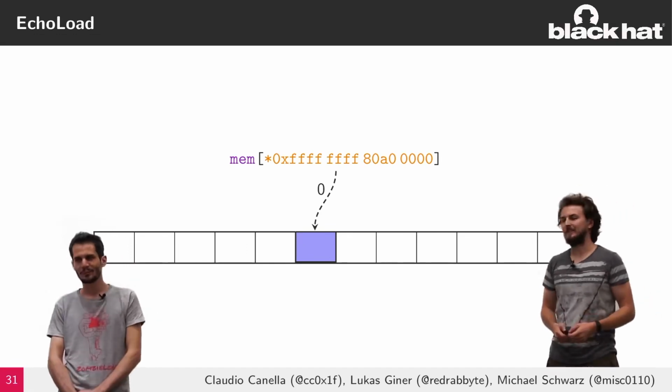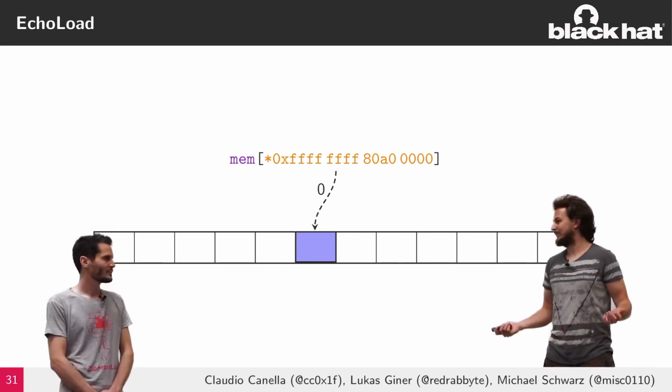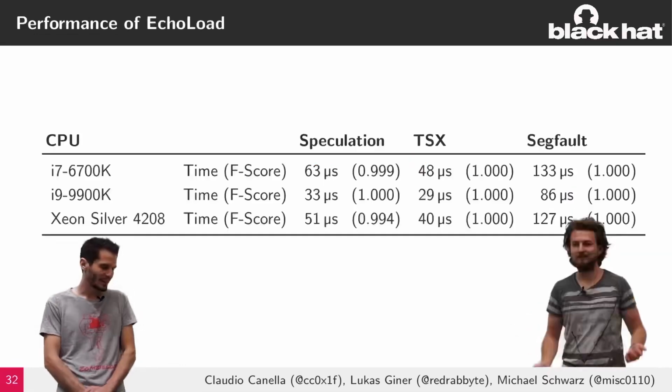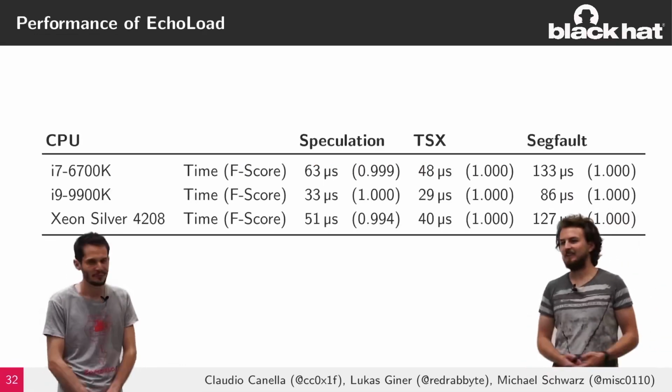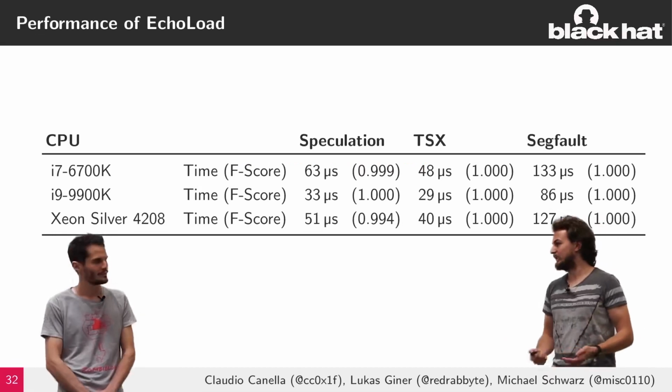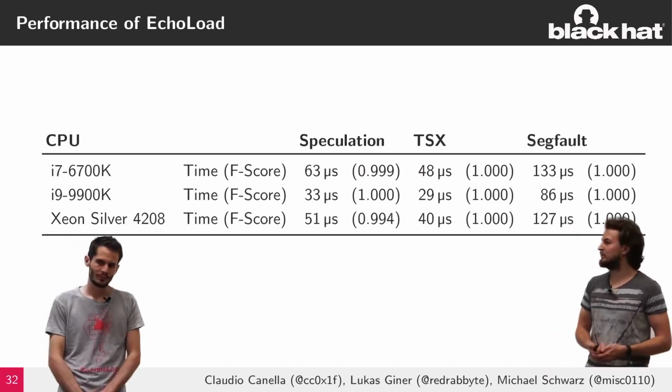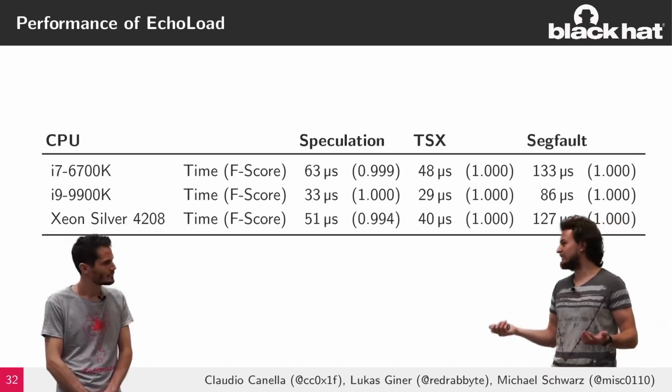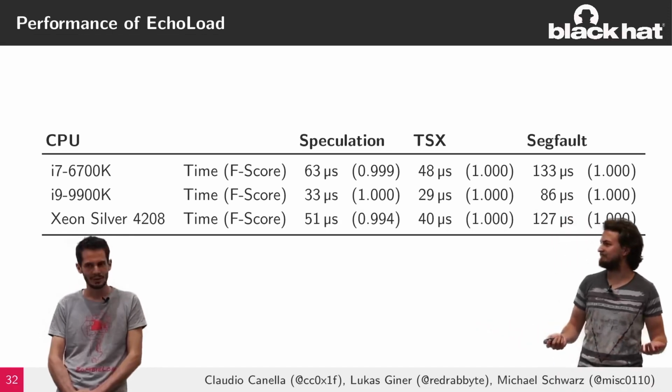But the question then is always, what's the performance of Echolot? Because that's what we care about. In the end, we want numbers, we want speed. Yes. We evaluated it on several CPUs with mitigations and without mitigations, because it also works on those without mitigations, since then it's simply Meltdown. Right.